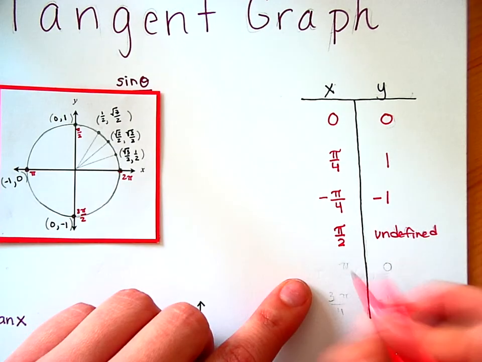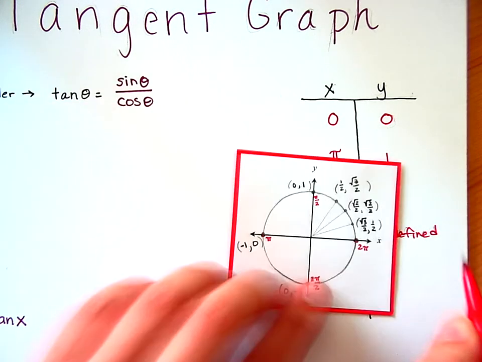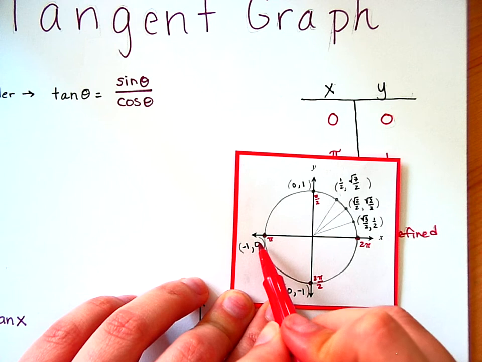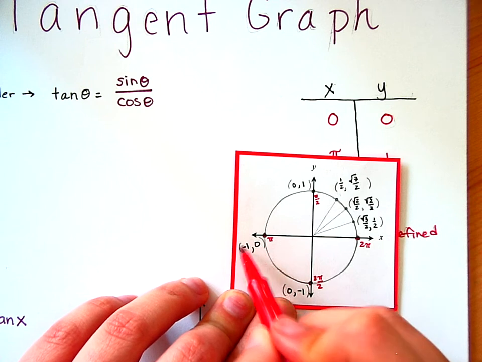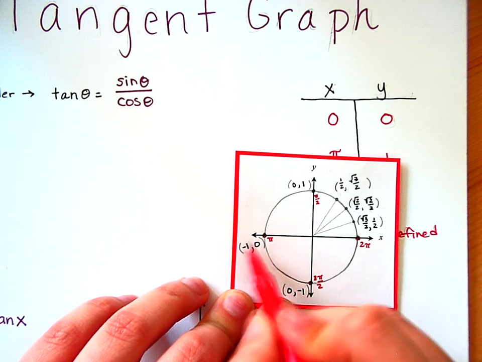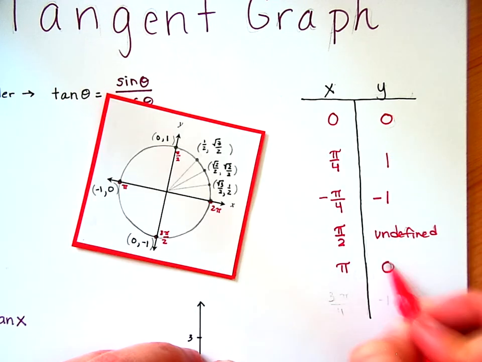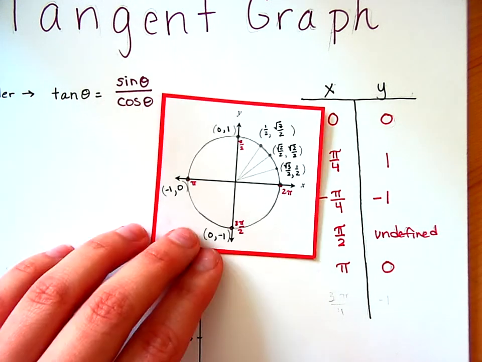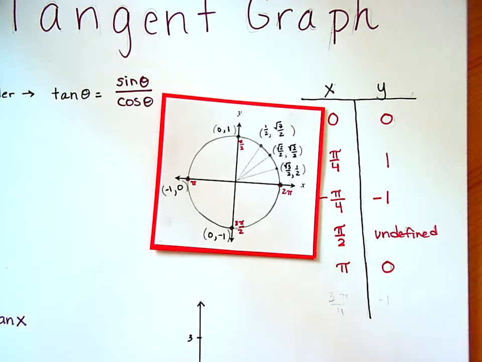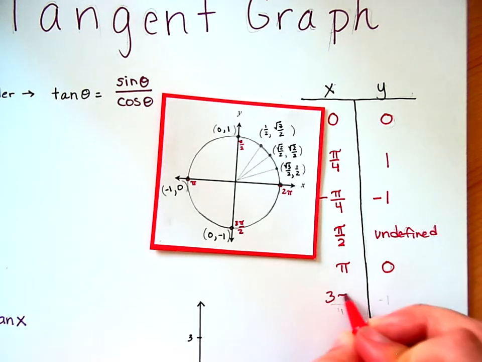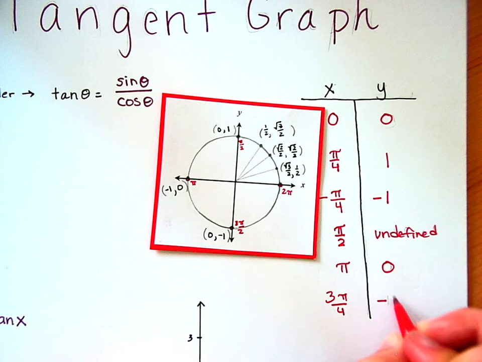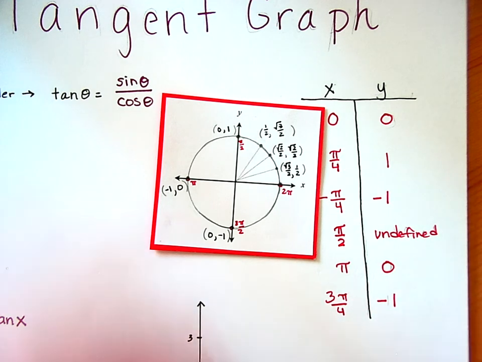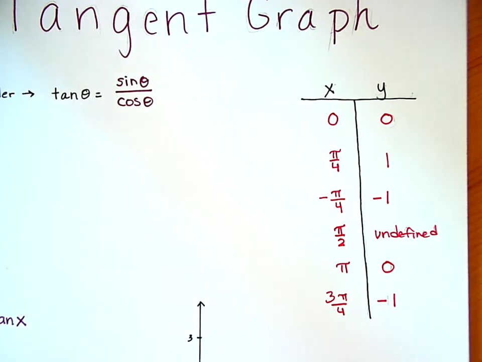Then we have pi, or 180 degrees. Tangent is sine over cosine, so 0 divided by negative 1, that's going to be 0. And then the last one we'll put in our table here is 3 pi over 4, okay? So 3 pi over 4 is going to be negative 1 if we take the sine and divide by cosine. All right, so we've got a good number of values here. Let's get started graphing them.